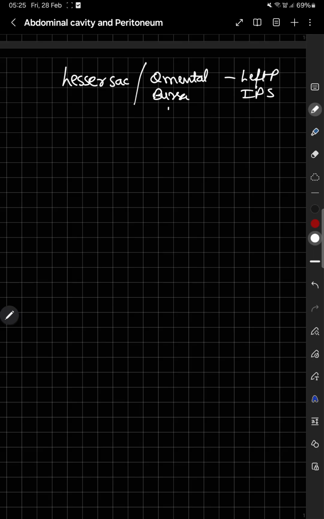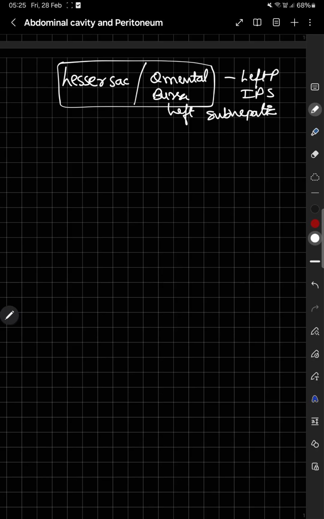So till now we have discussed our greater omentum, lesser omentum, and hepatorenal pouch. Now we will be discussing our lesser sac, which is also known as the omental bursa, which is present in the left posterior intraperitoneal space. So this is our left subhepatic. Our right subhepatic is formed by the hepatorenal pouch, whereas our left subhepatic, the lesser sac, is formed by the omental bursa.